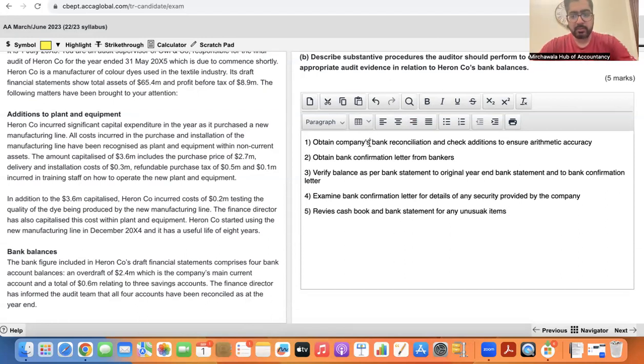Heron company's bank reconciliation, and check additions to ensure arithmetic accuracy. Obtain bank confirmation letter from bankers. So there are 4 banks, right? All 4 bankers. Okay.